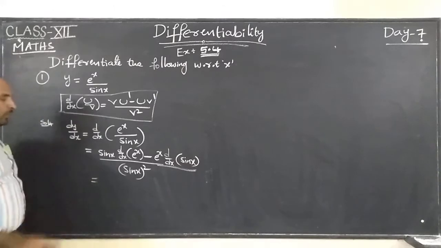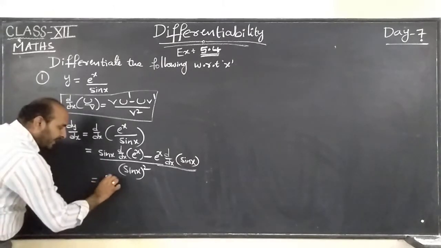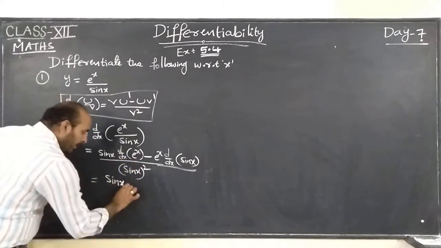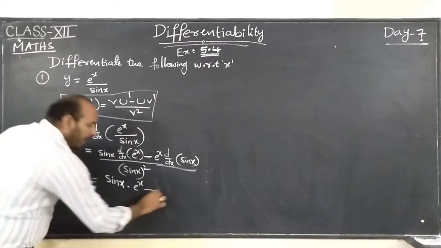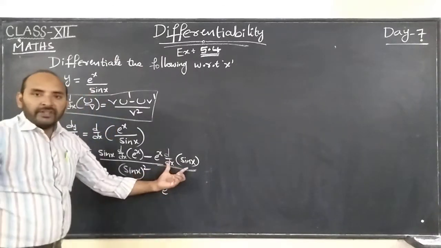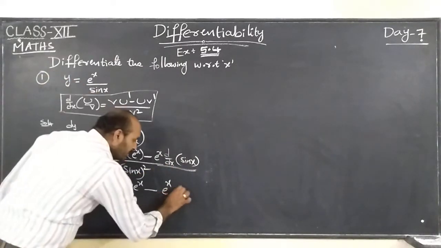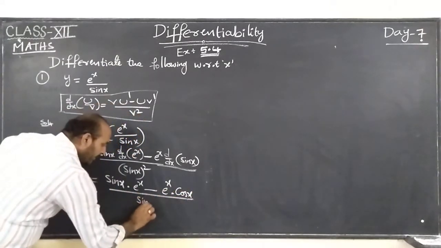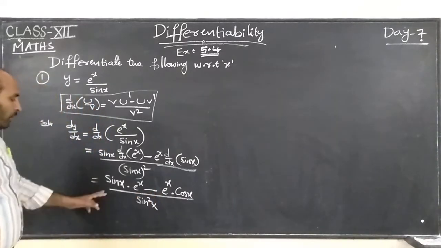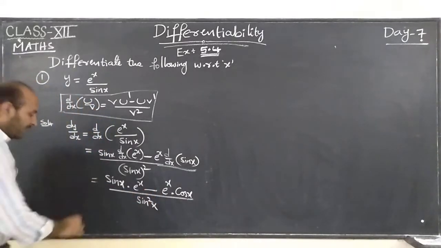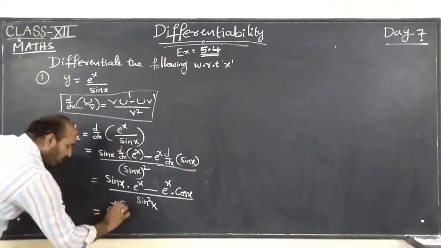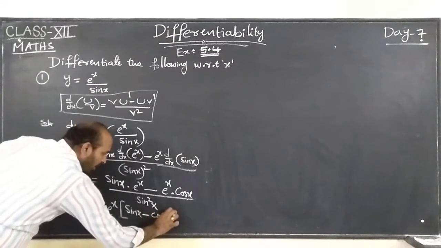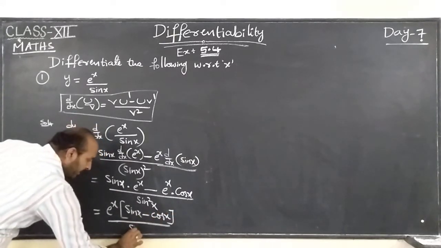Which is equal to sin x into the derivative of e power x, which is e power x, minus e power x into the derivative of the denominator, the derivative of sin x, that is cos x, divided by sin square x. So in the numerator, what is the common factor? That is e power x. Taking e power x common in the numerator, you will get sin x minus cos x divided by sin square x.